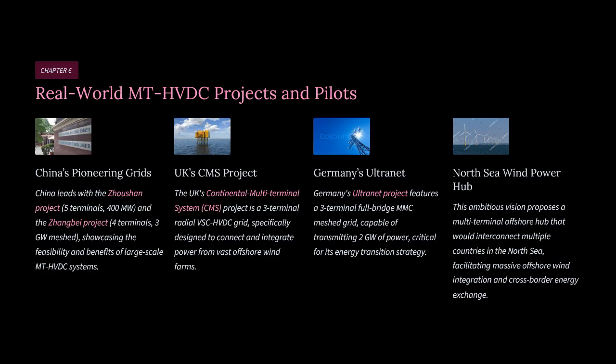Real-world MT-HVDC projects and pilots. China's grids have the Zhangbei project, 5 terminal 500 kV, and a 4 terminal 3 gigawatt project, showing the benefit of large-scale MT-HVDC systems. The UK project has different types of system terminals, and there are German projects and also the North Sea Wind Power Hub. These are all common in these different types of multi-terminal pilot projects.